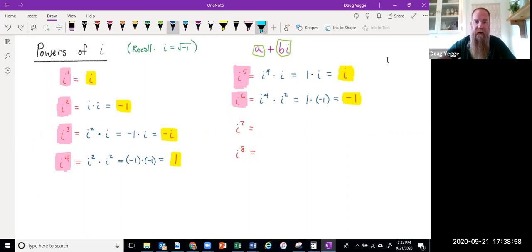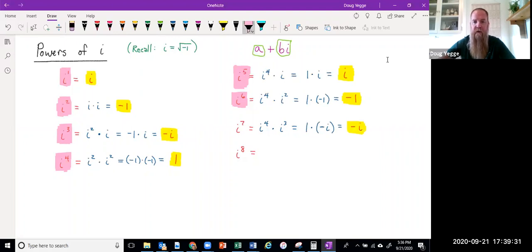And so let's take a look at how to simplify i to the seventh. i to the seventh is i to the fourth times i to the third. But notice why I keep using i to the fourth. i to the fourth is already 1. And 1 times anything is itself. So that means that if i cubed is -i, that i to the seventh is the same thing as -i. We should see again that i to the seventh is now -i.